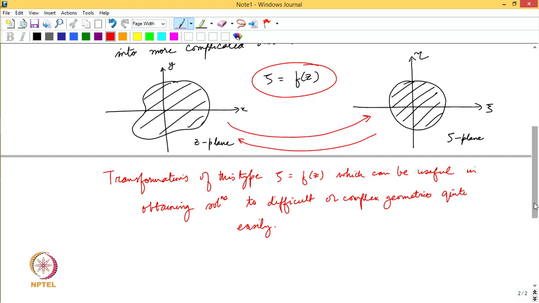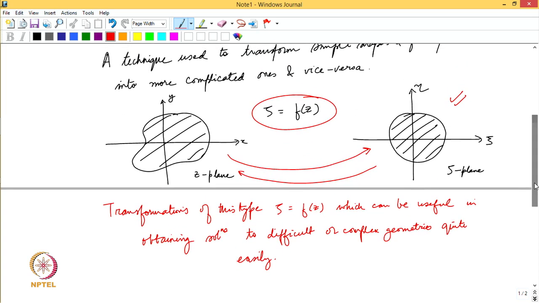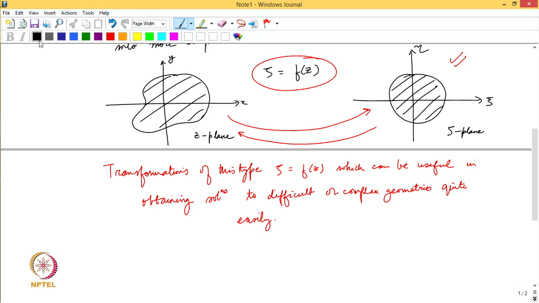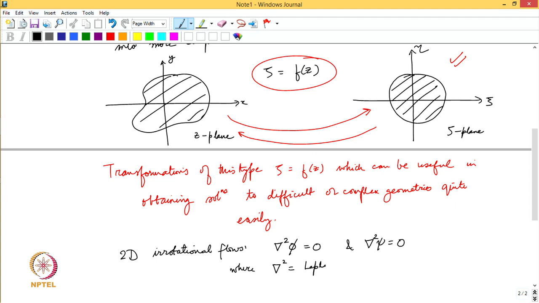All right, so you can imagine that if I have the solution to maybe the simpler problem, I can use a conformal transformation, and I'll talk a little more about it very soon, but I could use some kind of a transformation to bring it into a more complex scenario. Now, because this is transforming not just the geometry, the flow will also have to transform. And we are dealing with 2D irrotational flows which satisfy the equations del square phi is 0 and del square psi is 0, where del square is called the Laplacian operator and it is given, in the z plane, as d2/dx square plus d2/dy square.